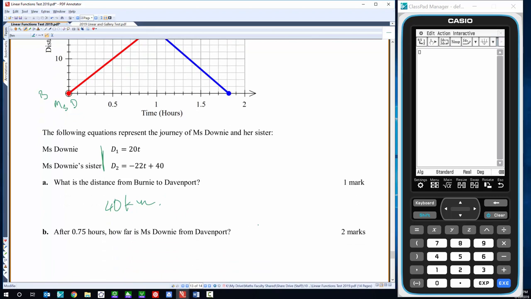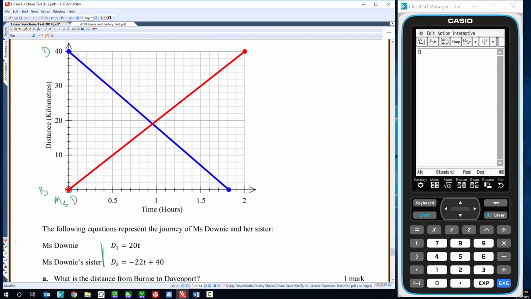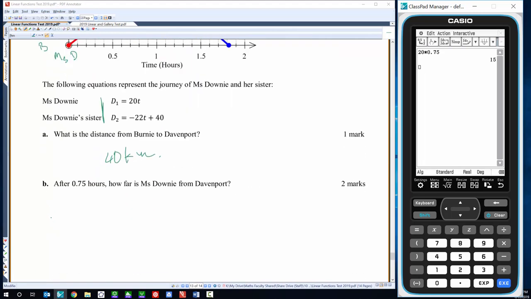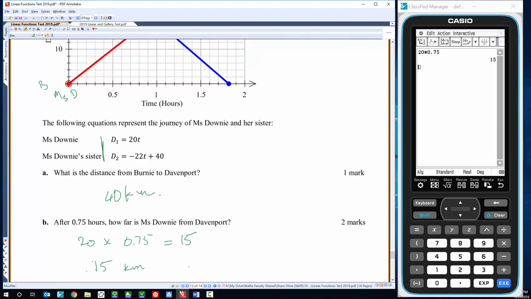After 3/4 of an hour, how far is Ms. Downey from Devonport? Okay, so Ms. Downey, here, we're just going to put that into this. So first calculator use I'll do here, 20 times 0.75 is 15. Now it's important with an application question, girls, to still write that down. So we're doing 20 times 0.75 equals 15. Okay, so therefore 15 kilometers from, in this case, Burnie.